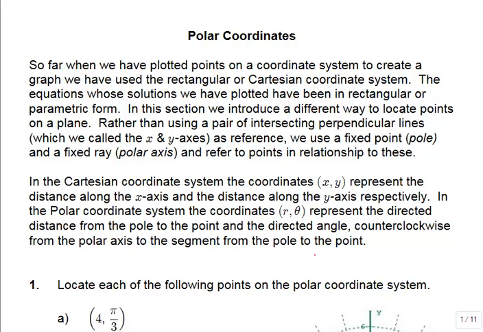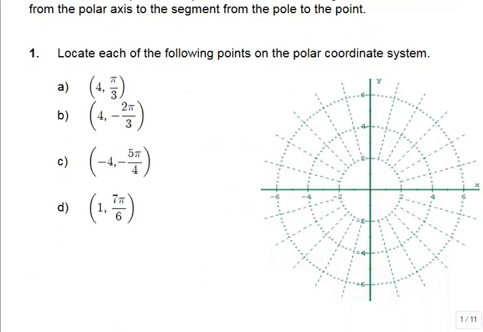So what does all of that mean? Let's see an example of how to plot points in the polar coordinate system. So these 4 points all are called polar coordinates. The first value is r, and the second value is an angle theta. So they're all going to be in the form r, theta.